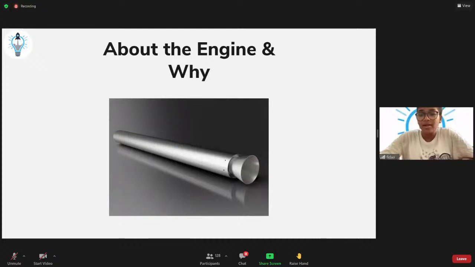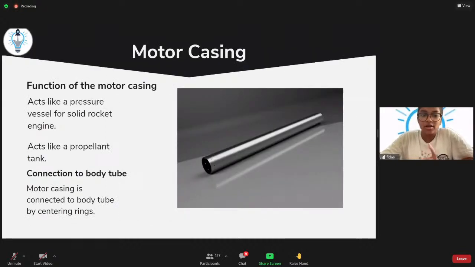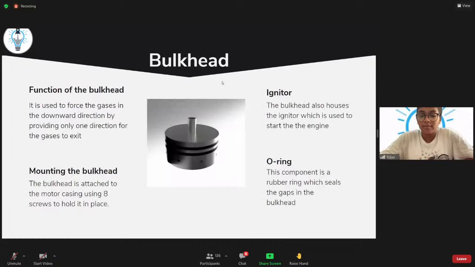So there are three main components of our engine. Starting off with the motor casing, it acts like a pressure vessel or combustion chamber for a solid rocket engine. It also acts like a propellant tank where it stores the solid propellant in the form of fuel grains. Second is the bulkhead. It seals the motor casing so that the gases exit from one side only. It houses the igniter, which is responsible for the beginning of the combustion in the engine.